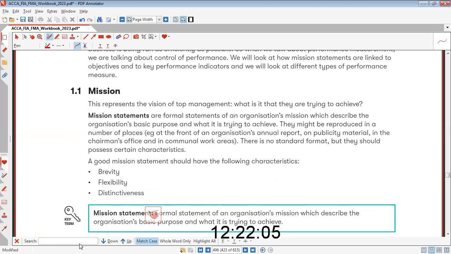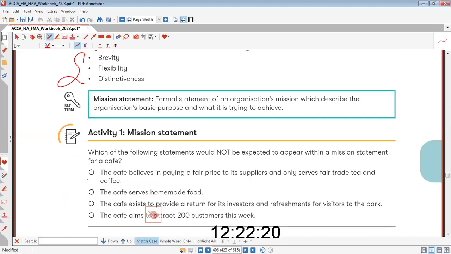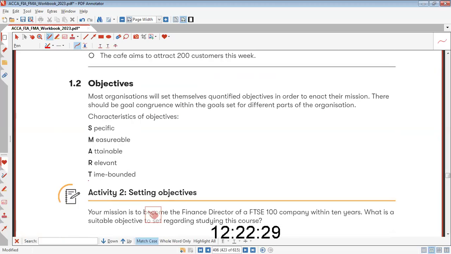So mission represents the vision of top management and what they are trying to achieve. A good mission should have these characteristics: brevity, flexibility, and distinctiveness. A mission statement is a formal statement of an organization's mission, which describes the organization's basic purpose and what it's trying to achieve. And alongside mission, we have objectives.